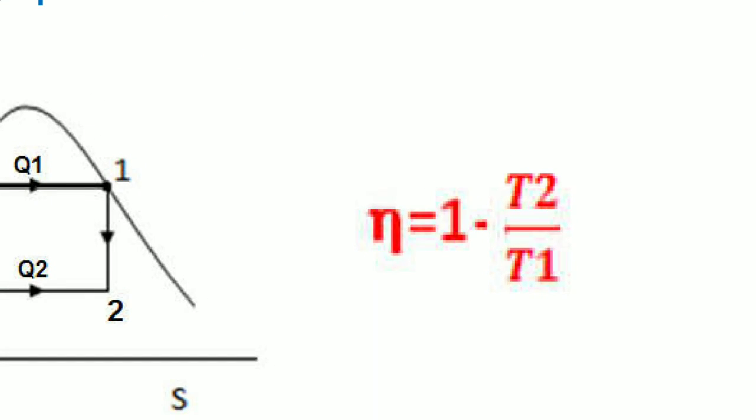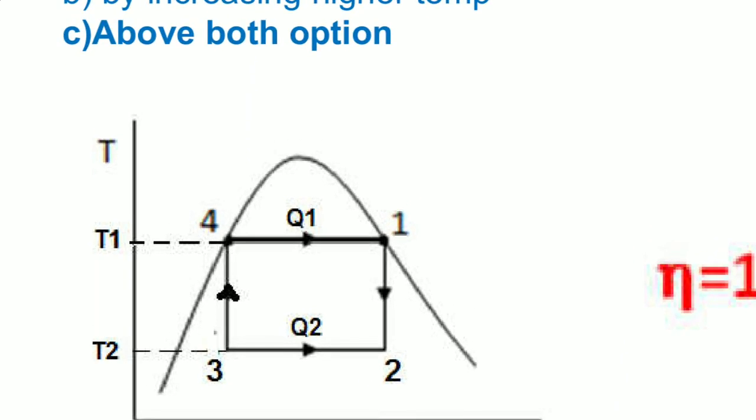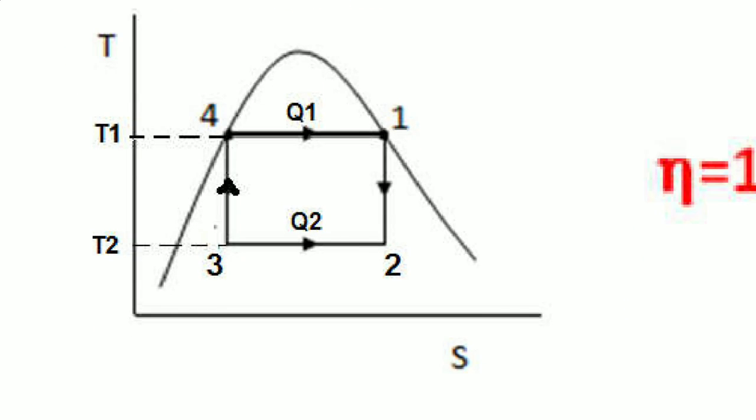In this formula, if you see, as T2 is decreased, then the ratio T2 by T1 is reduced and 1 minus T2 by T1 will be increased. Another case, if you increase the T1, at that time also this ratio T2 by T1 will be reduced and this part, 1 minus T2 by T1, will be increased. So we can decrease the T2 and increase the T1 for increasing the efficiency of a Carnot engine. And if you do both simultaneously, it will give more improvement in efficiency as compared to individual case.